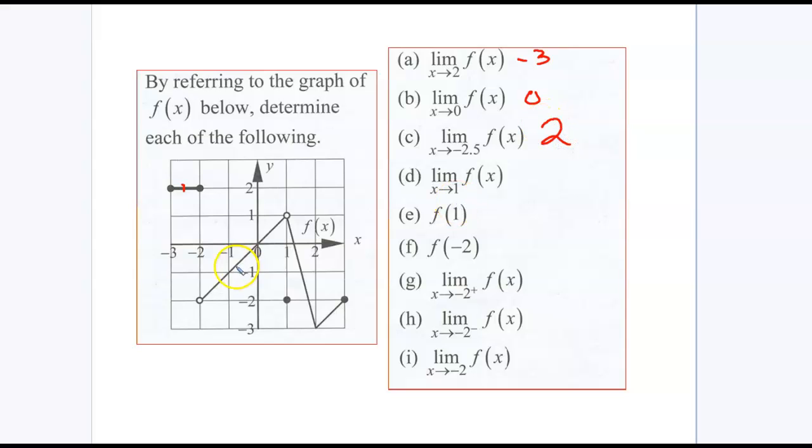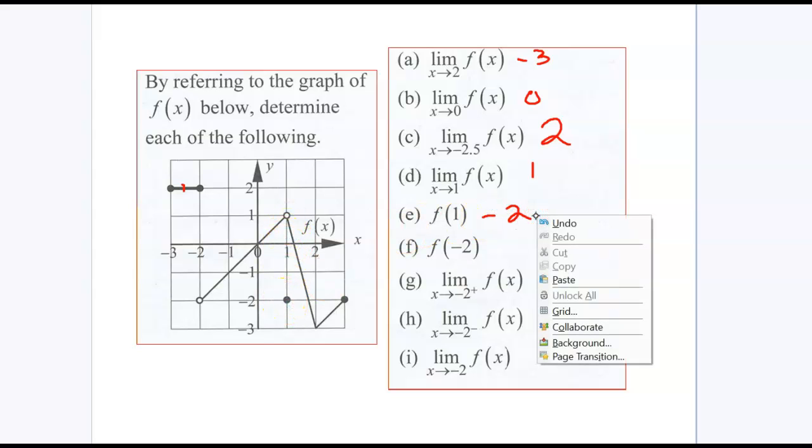The limit as x approaches 1, well, coming from the left of 1 and coming from the right of 1, they're both approaching that open circle at 1. Now, f of 1 is asking me what is the y value when x is 1? Well, when x is 1, there's a solid dot at -2.